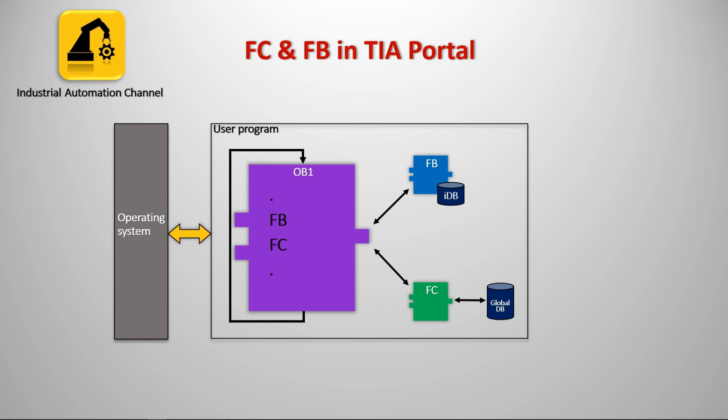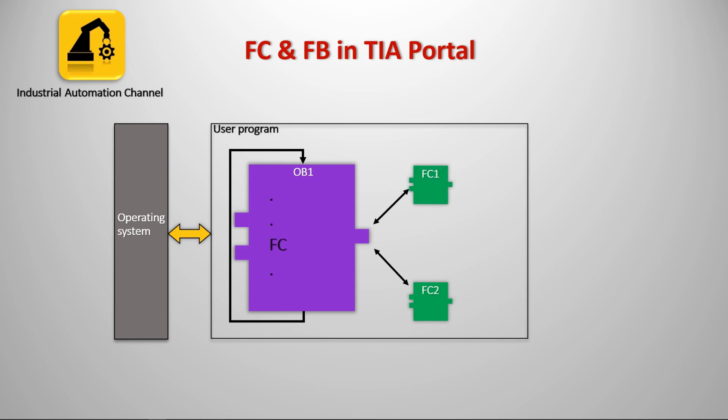The main use of a function and function block is to divide and organize the user program into smaller parts that can be easily understood. These parts can be reused several times, helping in better maintenance and troubleshooting.